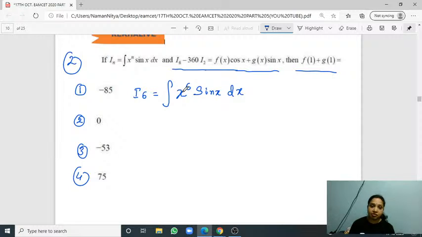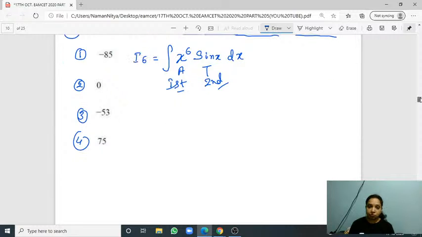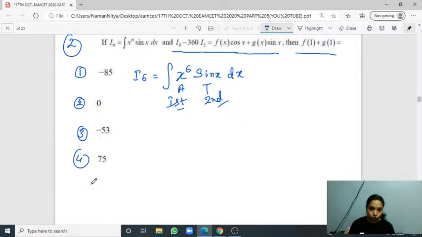Now as you can see here also we have an algebraic function and a trigonometric function. So the algebraic function will be the first function, and the trigonometric function will be the second function. After that we have to apply the integration by parts. I told you just now the method of doing integration by parts. You just write in this way. For the first function you will do differentiation, and for the second function you will do integration.